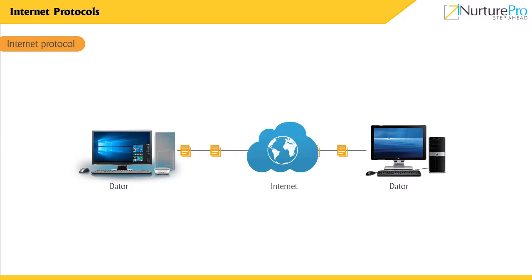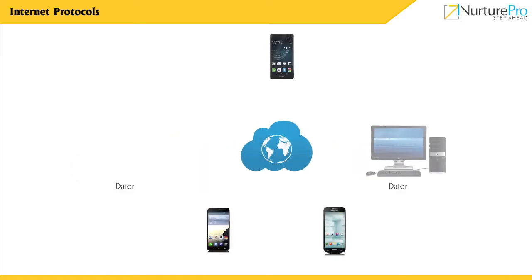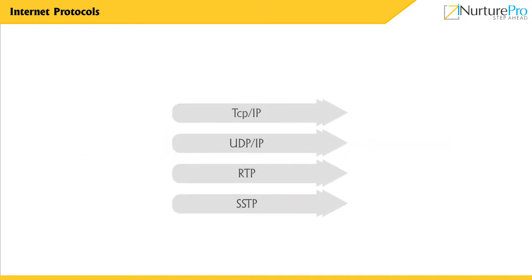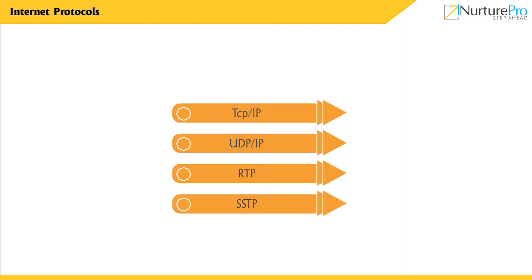Internet protocol, or IP, is a method through which data is sent from one computer to another on the Internet. IP provides a standard set of rules for sending and receiving data over the Internet. It allows devices running on different platforms to communicate with each other as long as they are connected to the Internet. Based on their functionality, Internet protocol is categorized into four basic types. They are TCP/IP, UDP/IP, RTP, and SSTP. Let's discuss each of these four Internet protocols in detail.